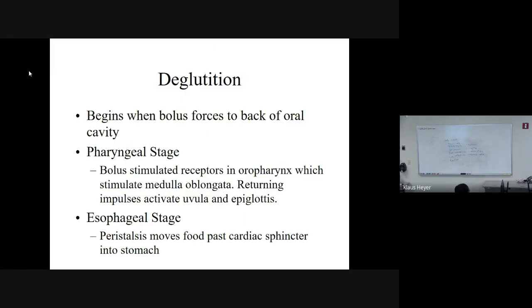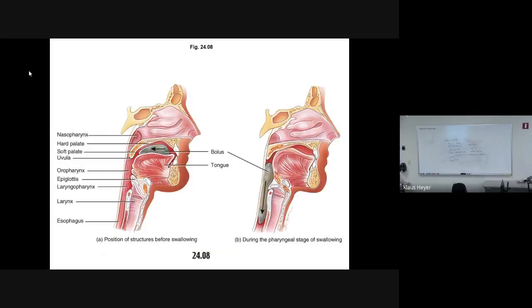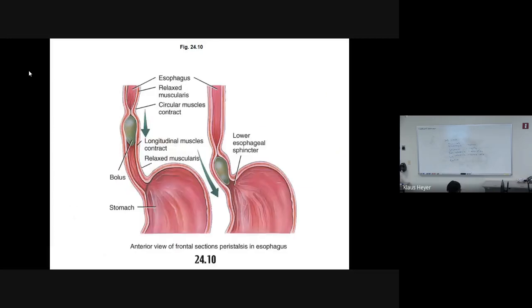All right, we went over this already. I think we're all the way to the stomach, right? So we talked about swallowing, talked about the cardiac sphincter, which is called lower esophageal here.